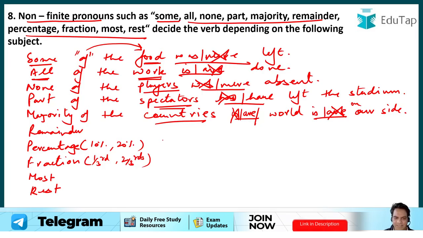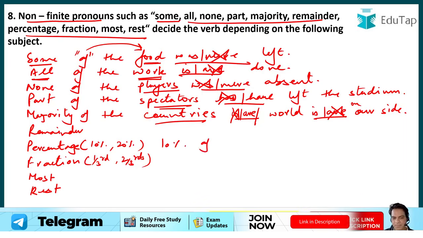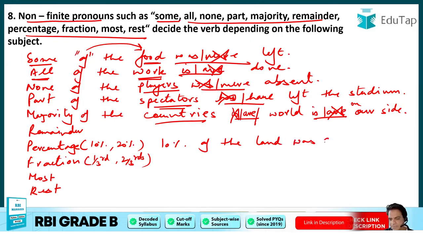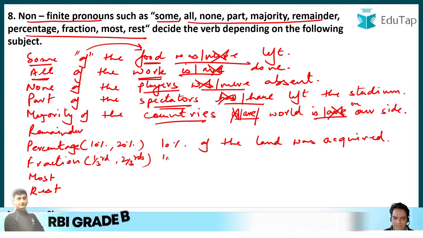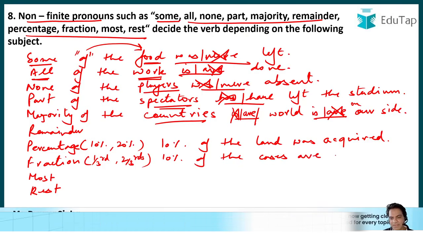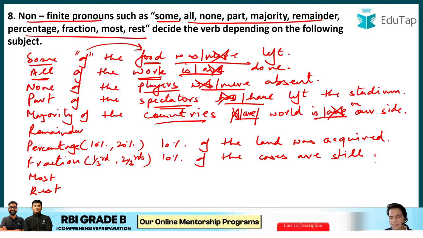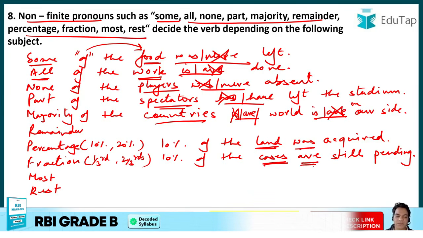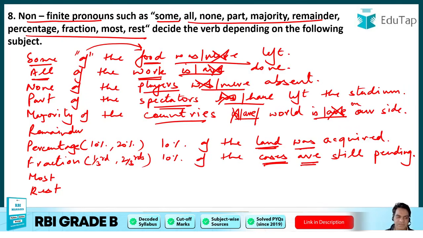For example, 10% of the land was acquired by the government. Whereas if I say 10% of the cases, is still pending or are still pending? 10% of the cases are still pending in the courts. So guys, you have to decide: 10% of the land was, whereas 10% of the cases are. So it depends on the following noun after these words.